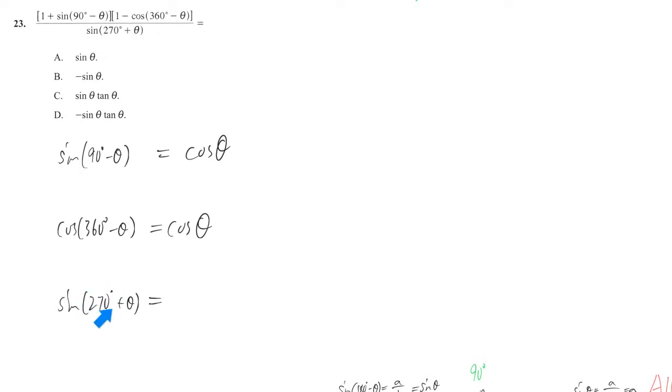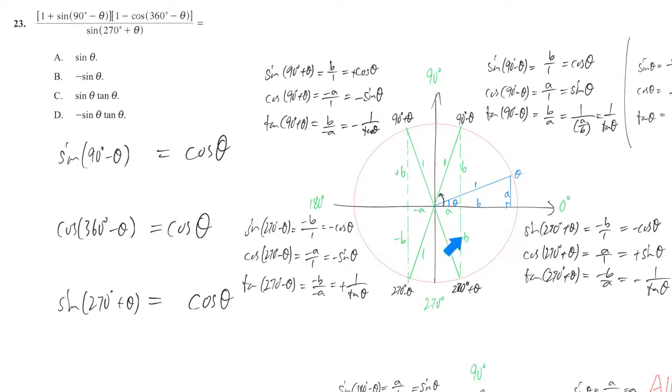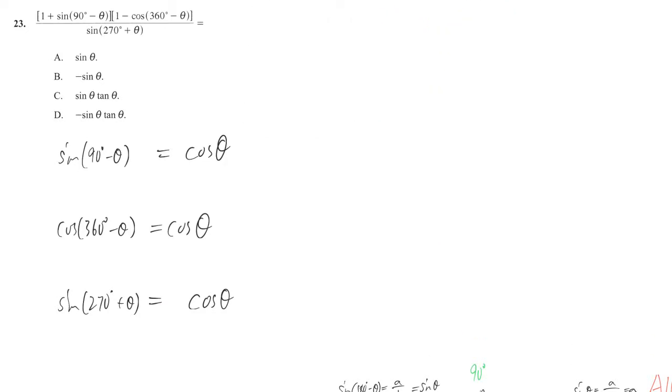If it is related to y-axis, you have to change the format. So about the format, sine will change to cosine. After that, because this is in the fourth quadrant, in this quadrant, the height here, that means the opposite side, is negative. That's cause the negative sign here. So that's how you change every element. After you change it, then you can rewrite the question. It is 1 plus cosine theta and then 1 minus cosine theta over negative cosine theta.